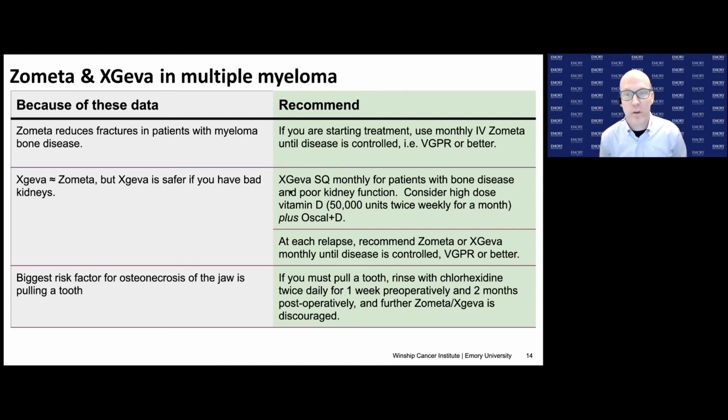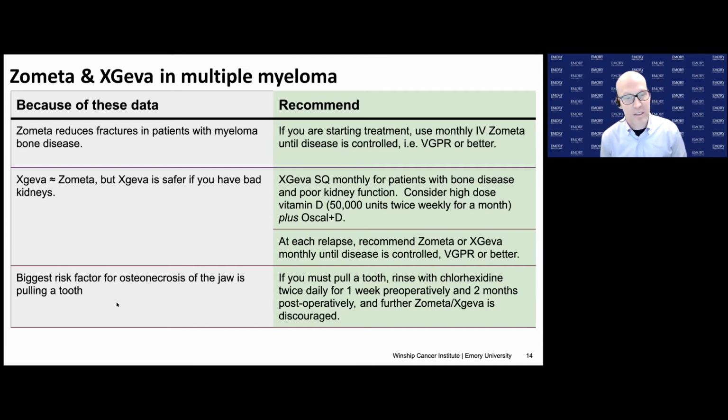Xgeva is a little bit more of a strong agent, and therefore some patients do better having boosting up of their vitamin D and calcium so that they don't have a significantly lowered calcium level after exposure to Xgeva. So oftentimes we'll give Xgeva along with vitamin D and calcium to prevent a relatively common side effect of low calcium levels, which can rarely become symptomatic in myeloma patients. At each relapse, we recommend that you use Zometa or Xgeva, again based on kidney function, until the disease is controlled, and then you can stop these medications.